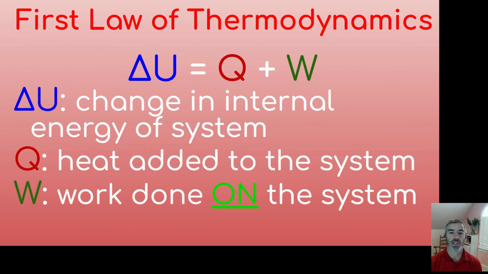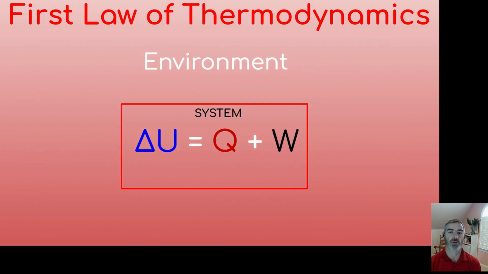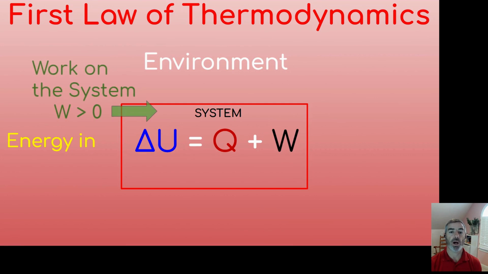So if we look at this with the system in the box, the first law of thermodynamics, if we transfer energy in via work, the work is a positive value, and if heat doesn't change, that means that delta U is going to have the same change as the work.